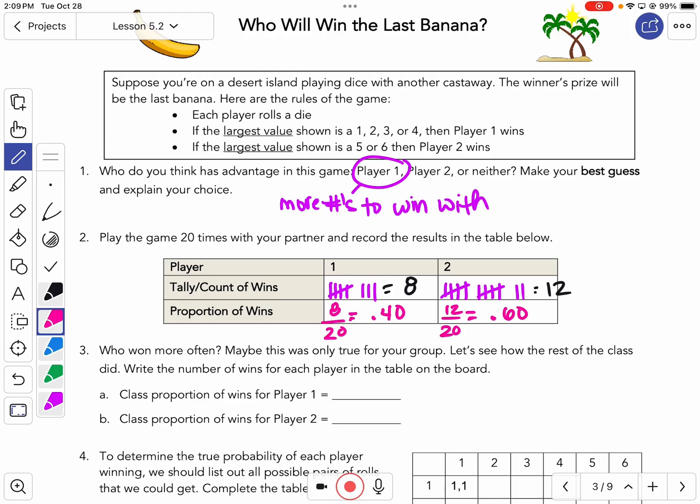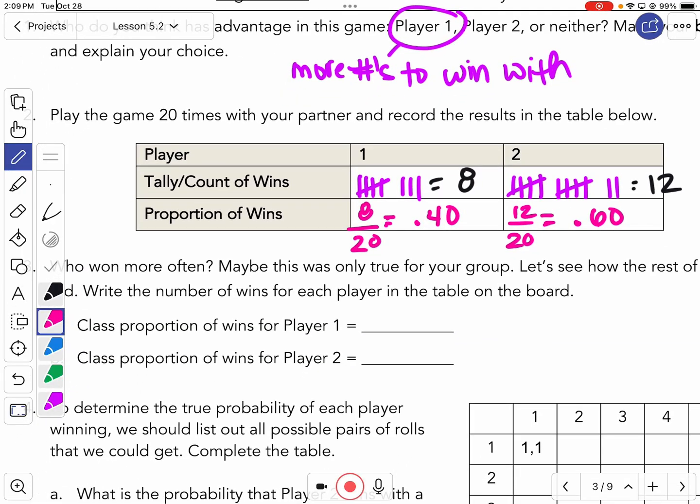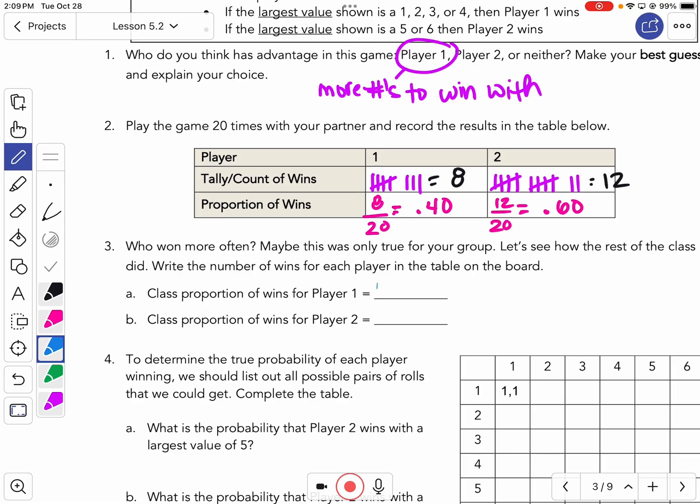Okay, so here's what we want to do. Let's talk about our class proportion. For player 1, we're going to take 108 and divide it by 240. It'll show up in a second. Give it a minute. It's tired. And then for the second one, 132, and divide it by 240.